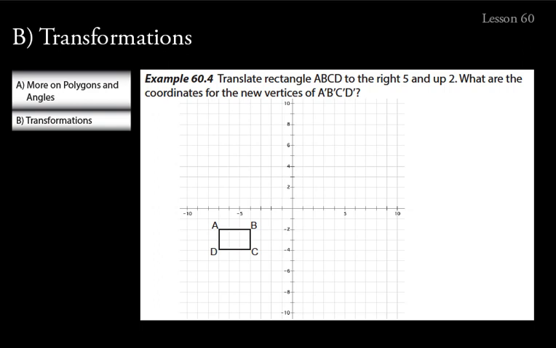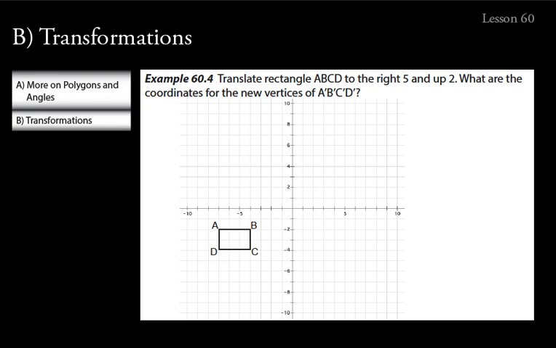Let's do a couple of examples here. Example 4, translate rectangle ABCD to the right 5 and up 2. What are the coordinates for the new vertices of A prime, B prime, C prime, D prime? So we see that rectangle ABCD, and we want to move it to the right 5 and up 2. So that means everything moves the same distance. So the best way to make an accurate translation is to first identify the coordinates of vertex A, then add +5, +2, because we're moving right. That's a +5 to the right, and then up would be a +2.